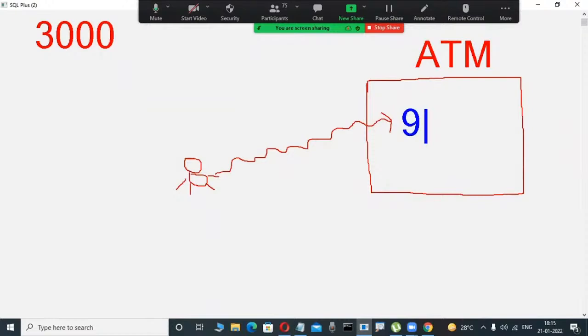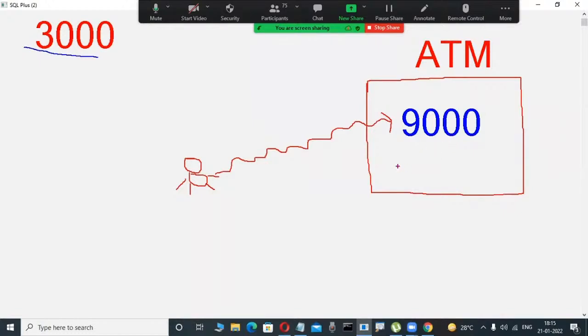For example, whenever I try to withdraw 9,000 rupees, now as I try to withdraw 9,000 rupees, am I getting 9,000 rupees? No. Here my balance is 3,000, so how can I get it? Okay, so 9,000 rupees is impossible.